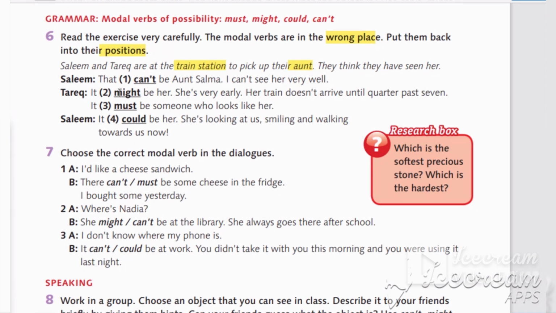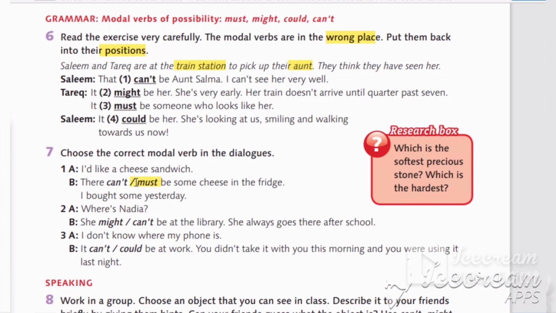Now, exercise number 7. Choose the correct modal verb in the dialogue. I'd like a cheese sandwich. There can't or must be some in the fridge. I bought some yesterday. نفس الإكزامبل اللي في الشرح حكيناه. معناته إيش بدنا نستخدم؟ There must. ليش؟ Because I am sure I bought yesterday. اشتريت امبارح. معناته there must.